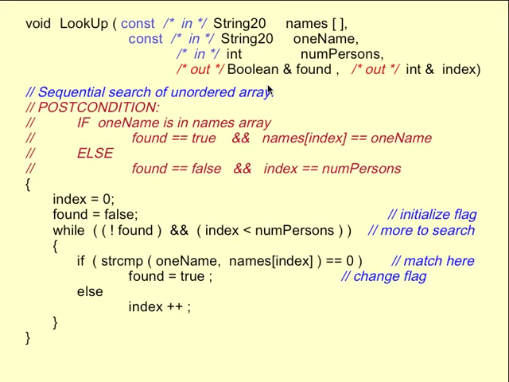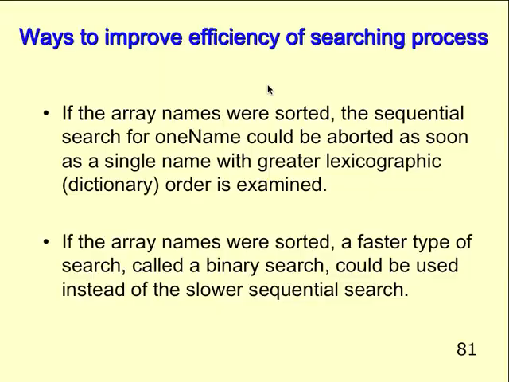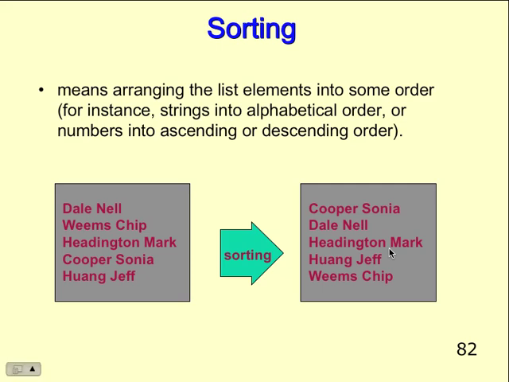So lookup, is that the other function? So precondition, postconditions that we can check on that. Ways to improve efficiency of the searching process. If the array names were sorted, let's say, the sequence search for one name could be aborted as soon as a single name was greater in some sort of dictionary order. Or if we had a sorted list of names, we could find a character that matched, like a first name starting with B. Skip, go to the B's, or stop after the B's if you've already found something or haven't found something. So if the array names are sorted, a faster type of search called a binary search can be used instead of the slower sequence search.